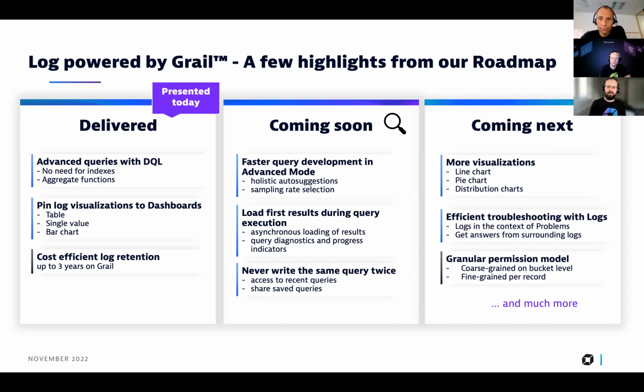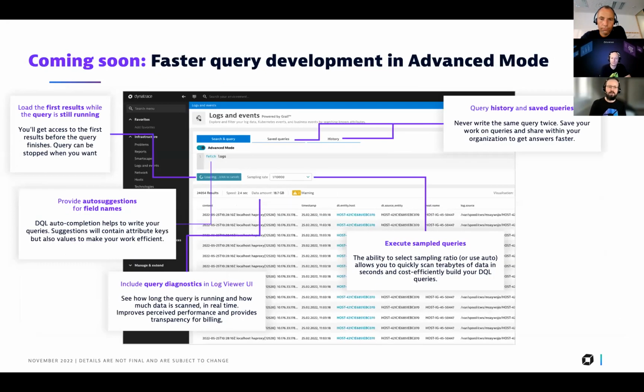Obviously, all the things in the coming soon require changes in the UI that you saw today, and this is more or less how it's going to look like in the future, where we will introduce the saved query and the history, so that you don't have to write the same query twice. We will allow you to tweak the query with a custom sampling rate. All the auto suggestions will be included in the query editor. All the diagnostics will be visible to you. And yes, all the data will be loaded instantaneously without the need to wait for your query to finish.